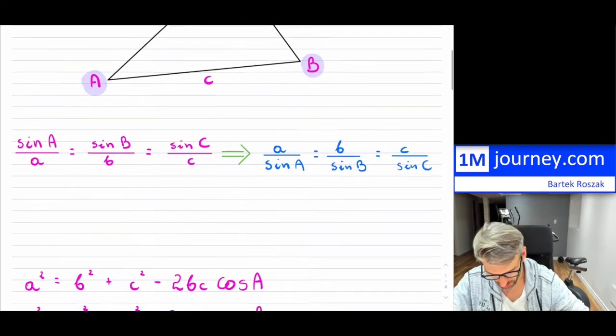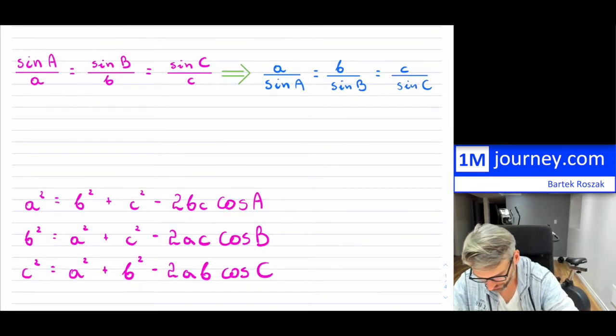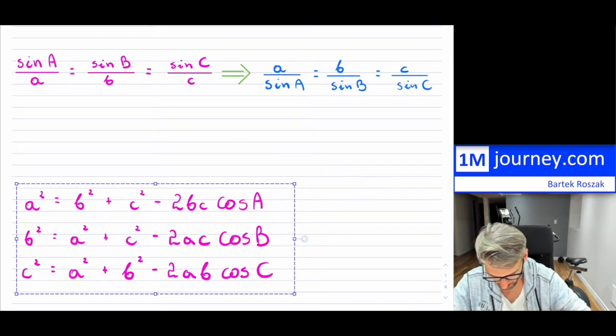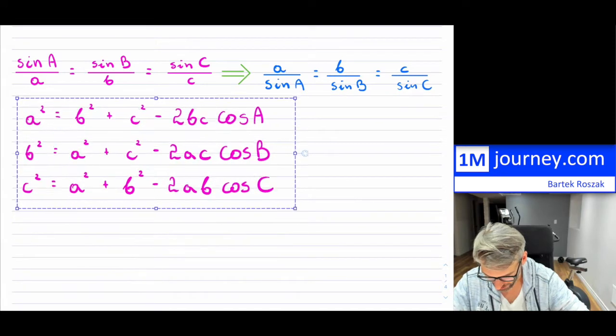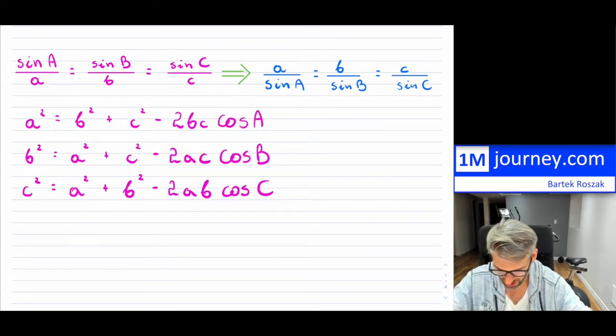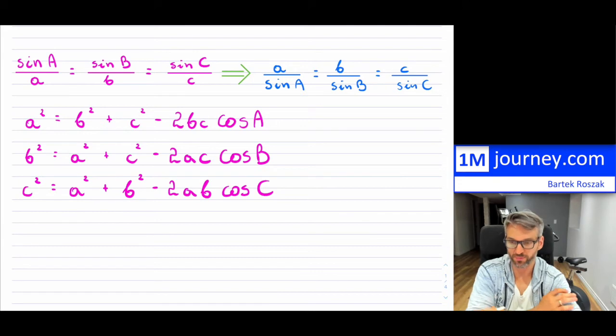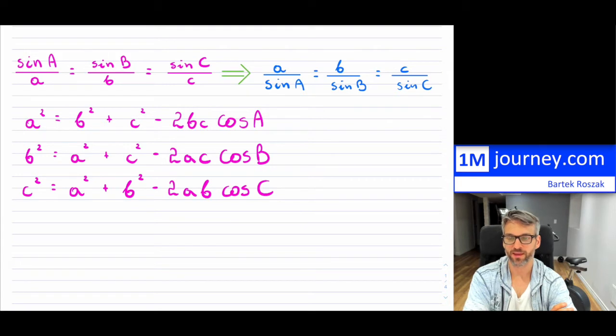Now, the cosine law, which I have right here. For this cosine law, I have written it for every single side. So for example, a squared, b squared, and then c squared. But in reality, you really just need one. And once you have the one, it doesn't matter how you label your sides or your angles.